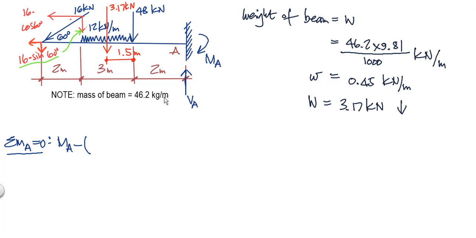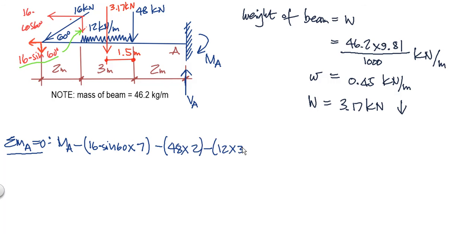Right. So, I'm going to do that force there, and I'm going to take that force and work my way to the right. That one there is 16 sine 60. Remember, that's just the force, okay? The lever arm is the length of the beam, which is 3, 4, 5, 6, 7, okay? Minus 48 times 2, minus 12 times 3.